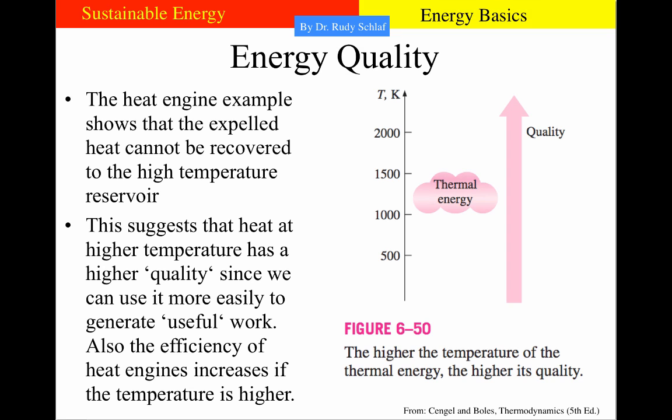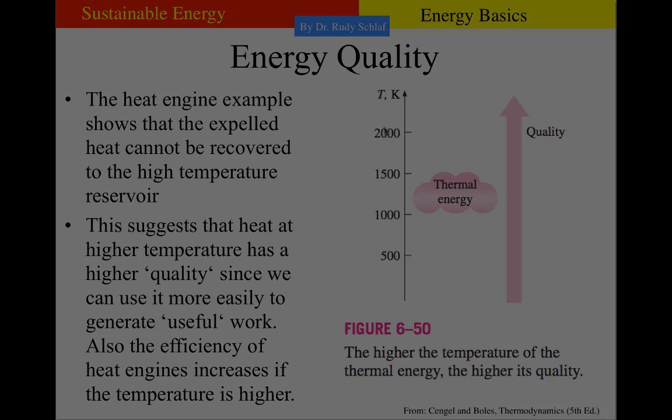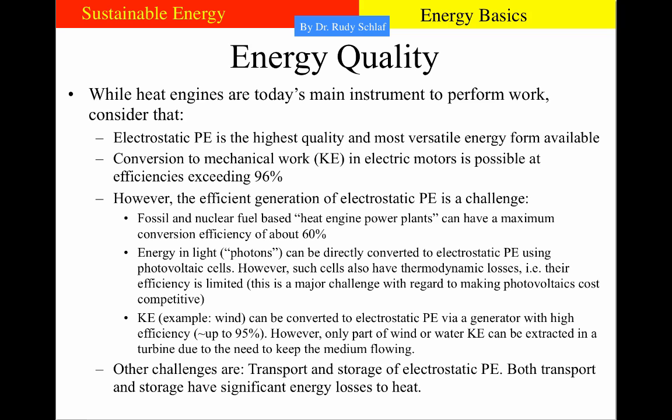Some more comments about energy quality. You know now that heat energy, the quality factor basically depends on the temperature. The higher the temperature, the higher the quality of heat energy, because we get a higher efficiency out of heat engines when we convert part of that heat to work. In terms of energy quality, it is probably easy to come to the conclusion that electrostatic potential energy is probably the highest quality energy available. It's also the most versatile form of energy.